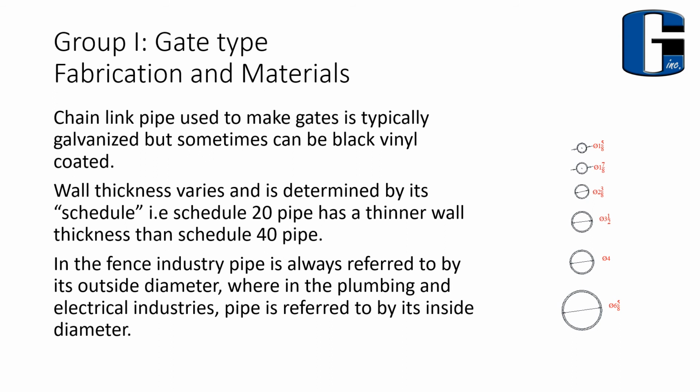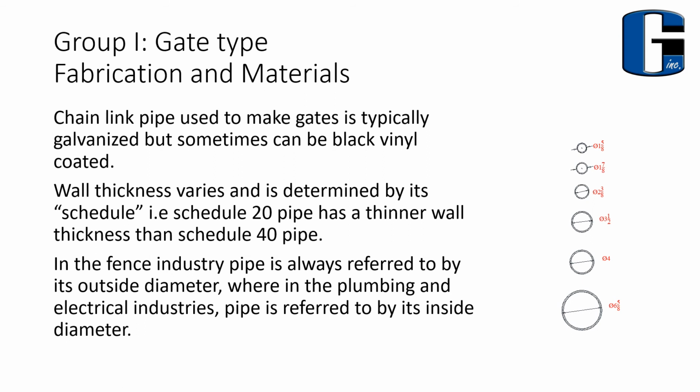So if we're talking about chain link, typically it's a galvanized product. Could also be a black vinyl coated product. The wall thickness varies and is determined by its schedule. So if you hear the term schedule 20, that determines the thickness of it. A schedule 20 pipe has a thinner wall thickness than a schedule 40 pipe.